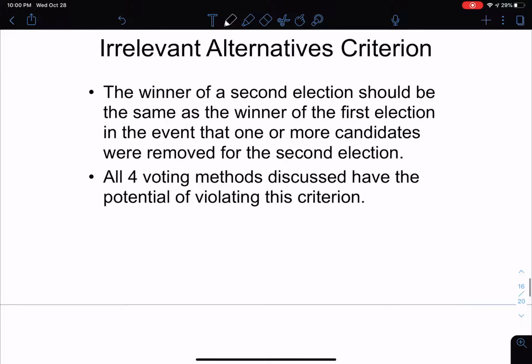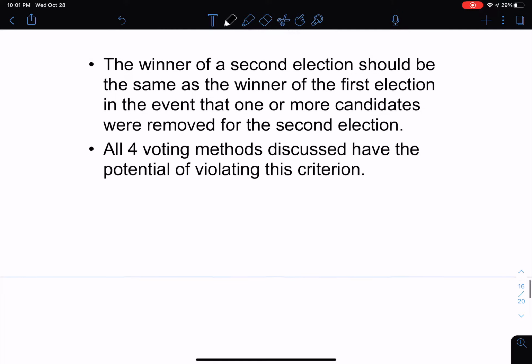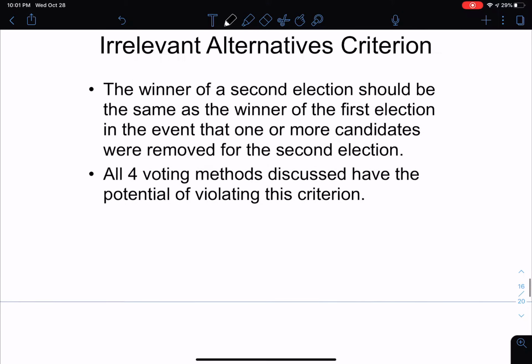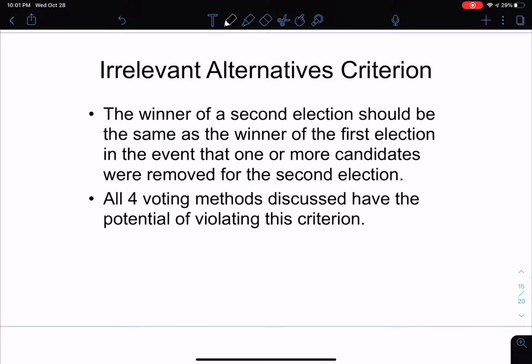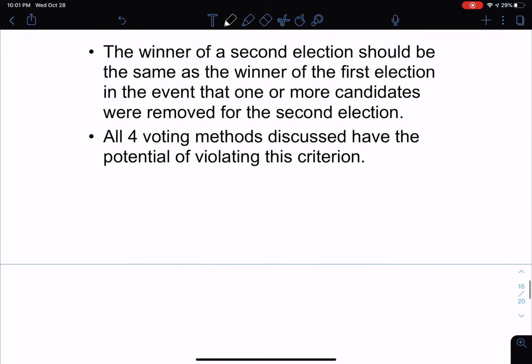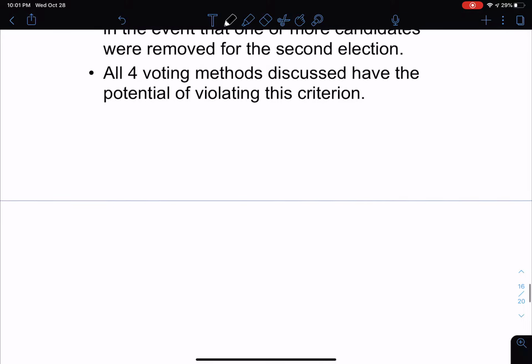It's like if you already won and then somebody else was thrown out. So this is kind of a version 2 of what I was talking about with the Ross Perot. Suddenly somebody seemed to be winning, somebody else leaves, and then suddenly that same person should still be winning, but it all has to do with the way the support is tallied. All 4 methods have the potential to violate this one.